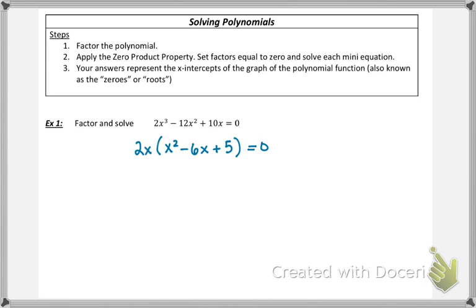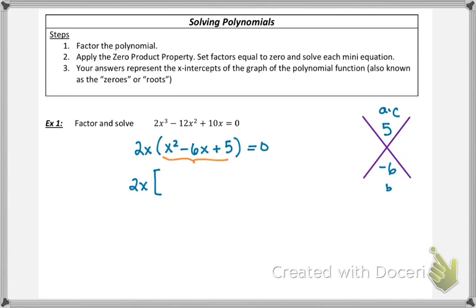And then from there, I want to factor this quadratic out, x squared minus 6x plus 5. So the 2x stays out here, and I'm going to factor out the quadratic. So you can either use guess and check, or you could use the x factor method. We want factors that multiply to give me a times c, which in this case is 5, and add to give me b, which in this case is negative 6.